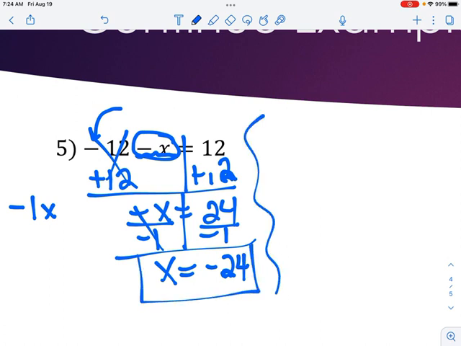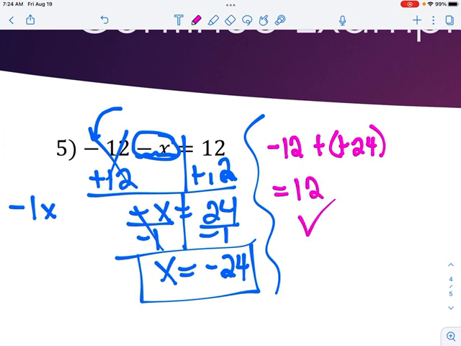Okay, now here's what the check looks like for that problem. So if you plug that back in, it would say negative 12 minus negative 24. Remember, negative 12 minus a negative turns into adding a positive. So therefore, we have $24 and we want to buy something for 12. I would be left with $12, which is what we want the answer to be there. So that tells me I have the correct answer.